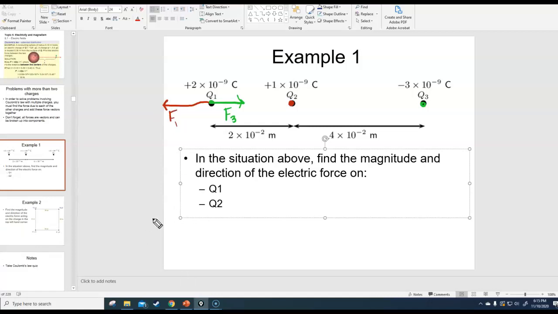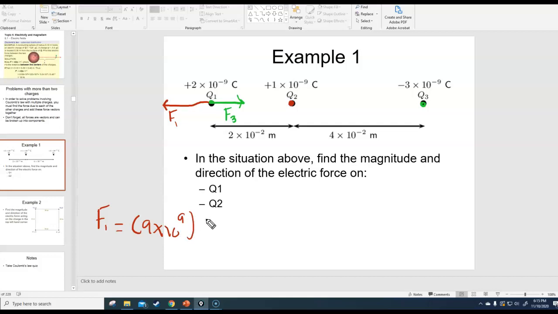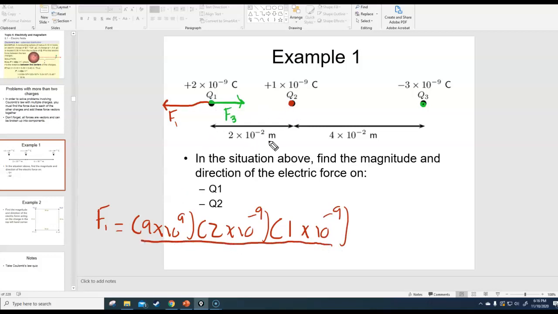Okay, and so what I'm going to do is I'm going to calculate each of these forces, and then I'm going to add the two together. All right, so watch how this works. F1 is going to be given by Coulomb's law. So that's going to be K Q1 Q2 over R squared. And so here I have 9 times 10 to the 9. Q1 in this case is 2 times 10 to the negative 9. Q2 is 1 times 10 to the negative 9. Divide by the distance between Q1 and Q2, which is given in the diagram as 2 times 10 to the negative 2 meters.